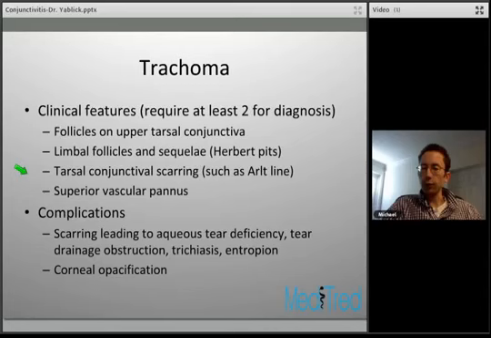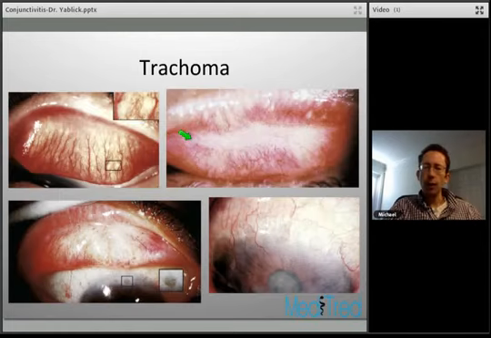And so here we have a few pictures of the clinical characteristics that we just talked about. In this picture you can see these are upper tarsal follicles. Here you can see this linear scarring of the upper tarsal conjunctiva, which is your Arlt line. Down here you can see these are bulbar or limbal follicles. When these degenerate, actually, you have depressions, which are called your Herbert pits. And then here you can see you have a superior fibrovascular pannus.